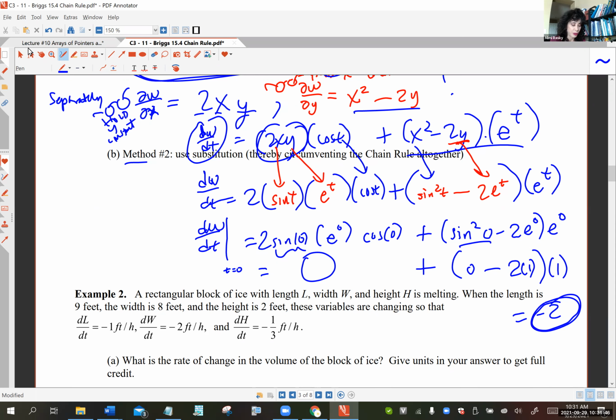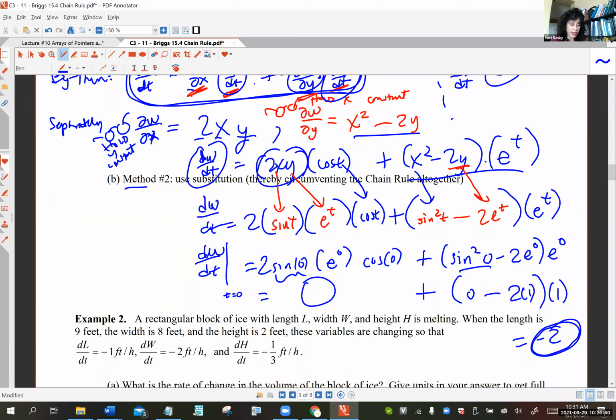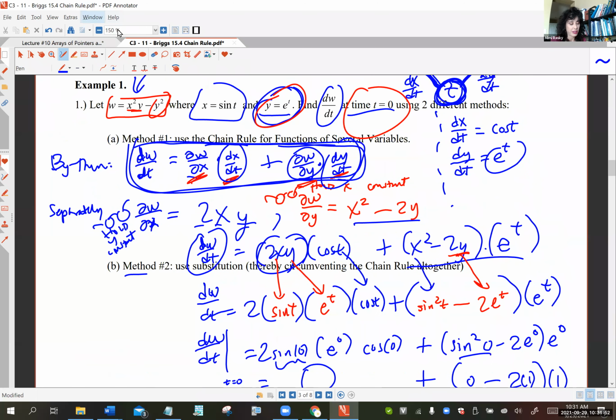So let's do method 2. With method 2, we're going to basically do this problem all over again, and we're going to get the same answer, but we're going to use a different approach. So what does that mean? We're going to circumvent using the chain rule altogether. So how is that done?